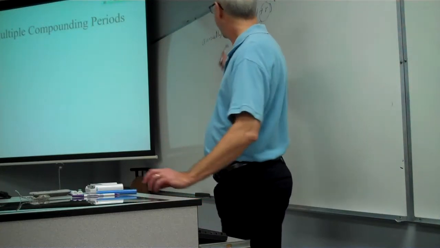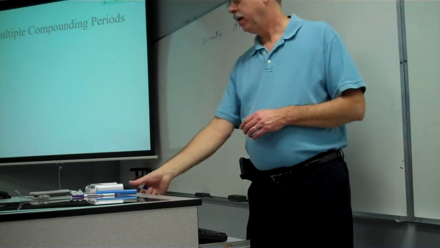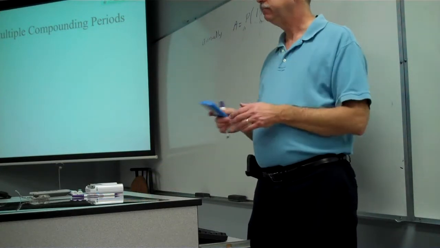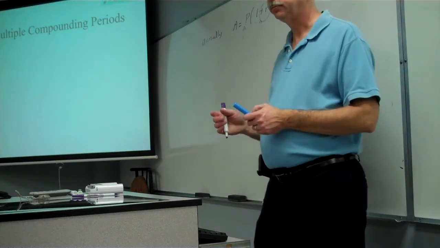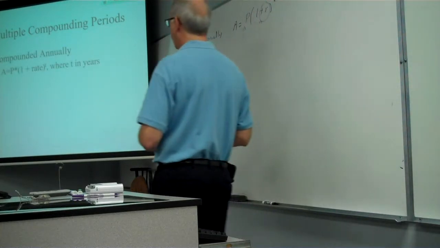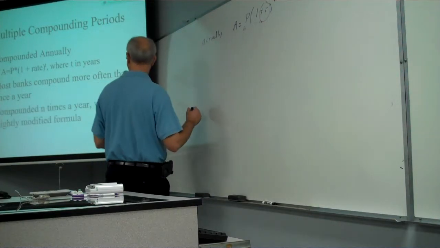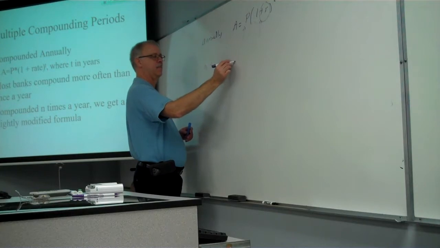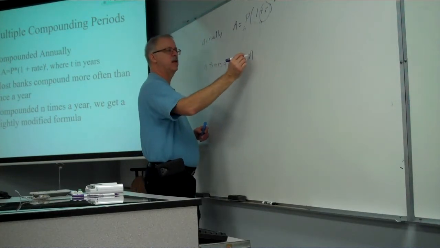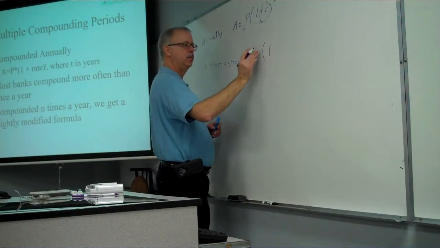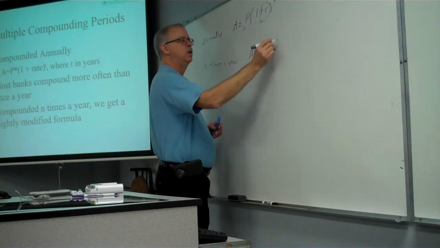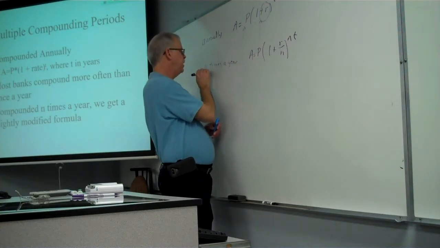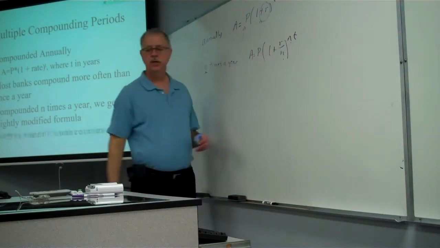Now, back to the idea of compounding. Most banks don't just compound once a year. They compound more often. So if they compound n times a year, the formula modifies slightly. The amount is the principal times 1 plus the rate over n to the nt power. The n times a year, that n shows up in two places.